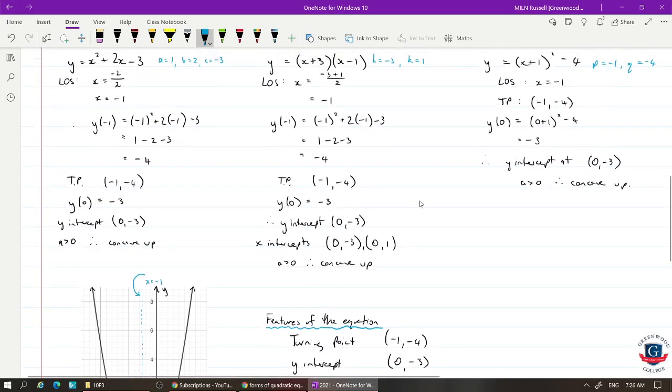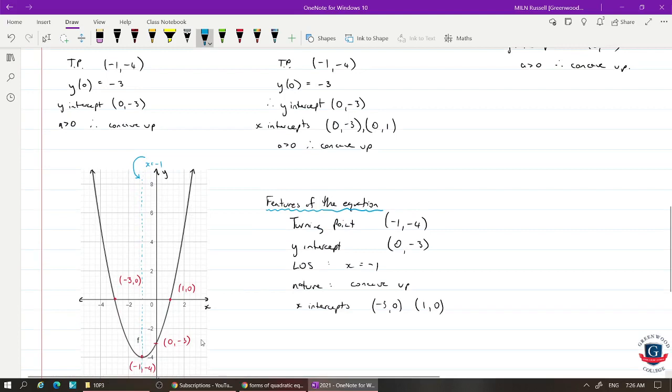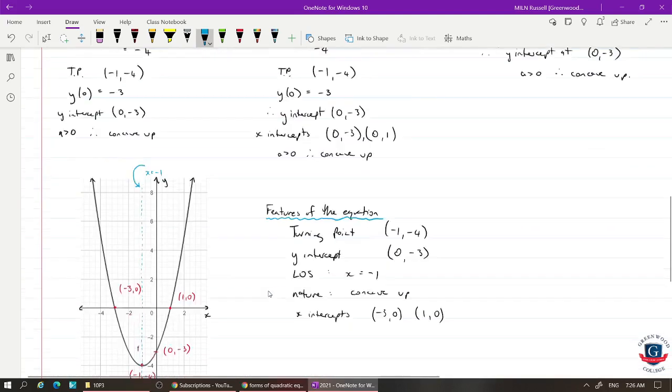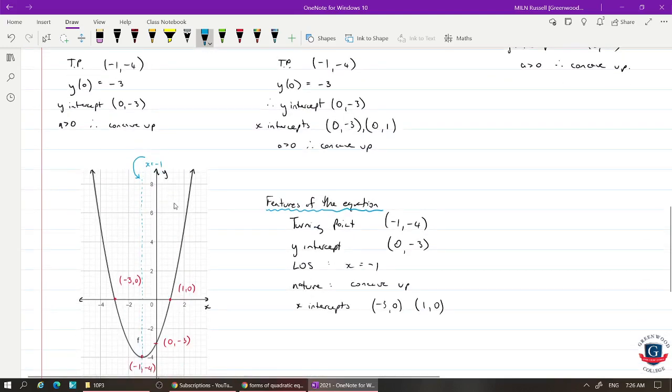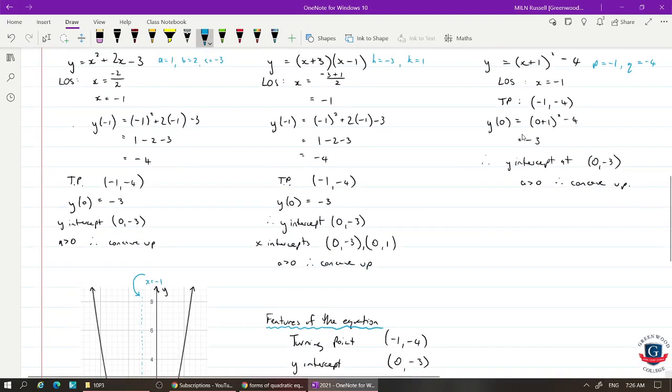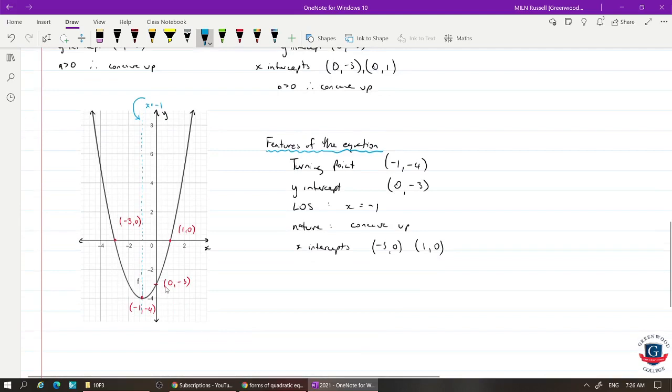So that -1 is that there. That -4 is that there. That line of symmetry is that there. And that y-intercept is that point there.